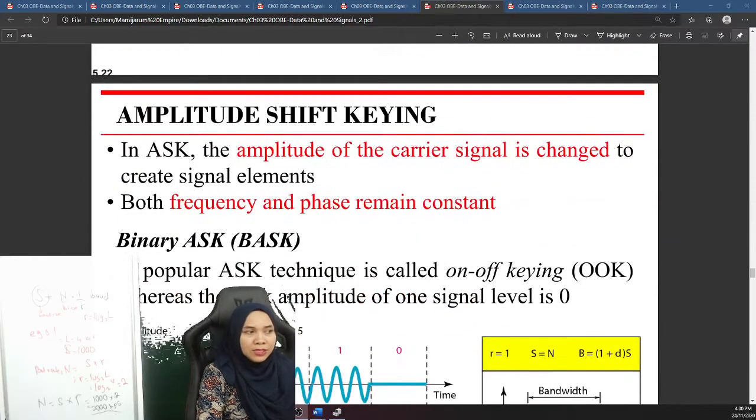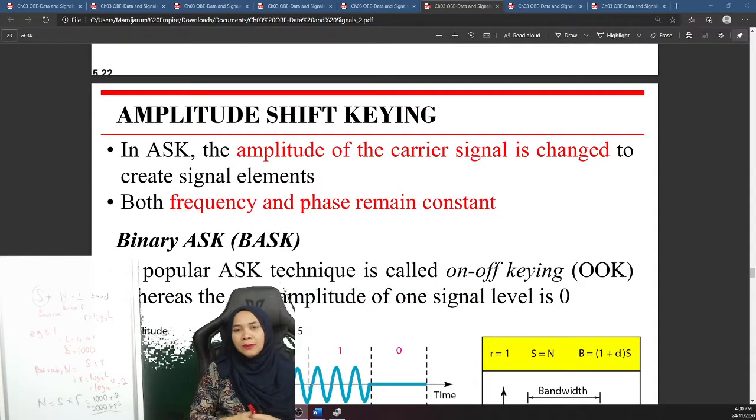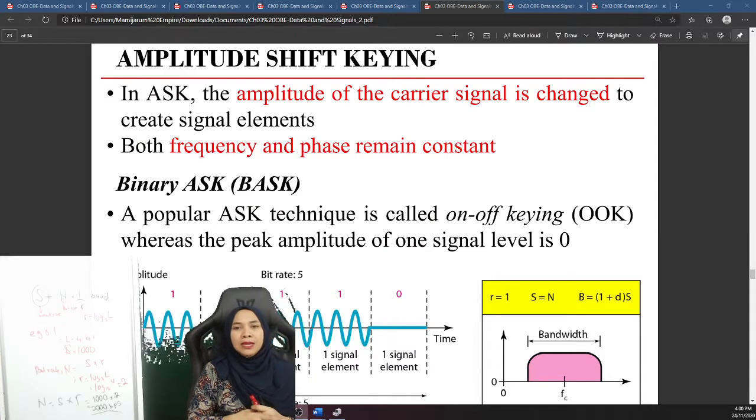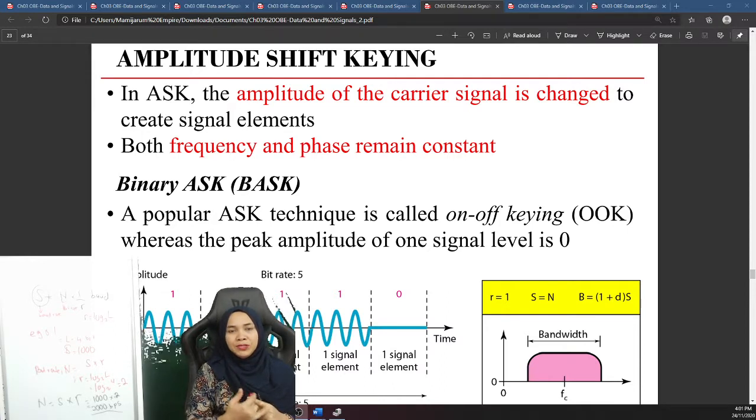Right, now let's look at this one. What is ASK? ASK is amplitude shift keying, where, when we convert from digital data to an analog signal, the parameter that changes is the amplitude. Apart from amplitude, we have 3 parameters, right? We have frequency and we have phase. In ASK, the frequency and phase remain constant, and the amplitude is what changes.